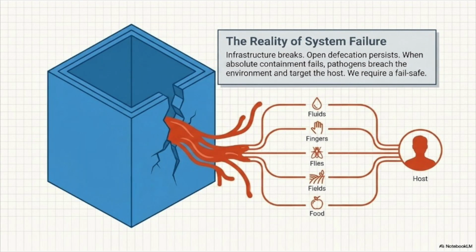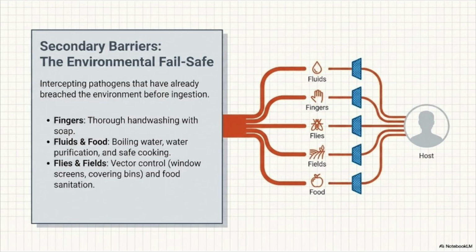But we must also consider the reality of system failure. Infrastructure breaks down sometimes. Open defecation persists in many areas. When absolute containment fails, pathogens breach the environment and target the host directly. This is exactly why we require a fail-safe. This brings us to the secondary barrier, which acts as the environmental fail-safe.